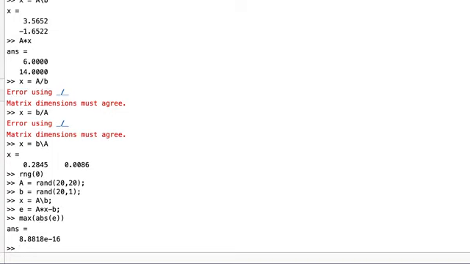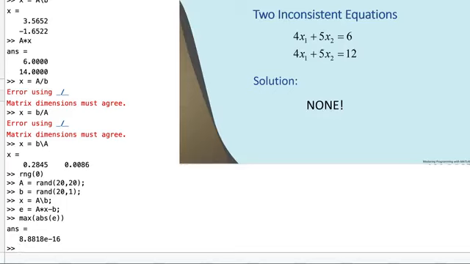This situation surfaces when there is inconsistent information in the inputs, that is, in the matrix A and the vector b. Let's start by looking at a simple example of inconsistent information. For example, these two equations, 4x1 plus 5x2 equals 6, and 4x1 plus 5x2 equals 12. Both equations have the same left sides, but different right sides, so they are clearly inconsistent, and no solution exists.